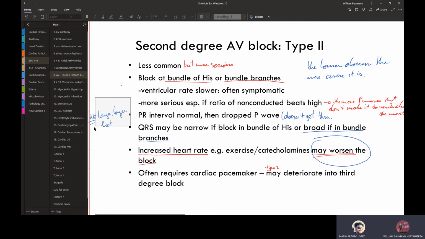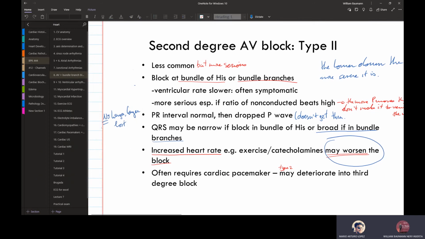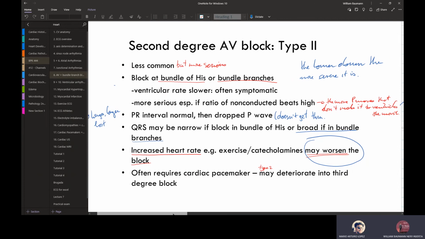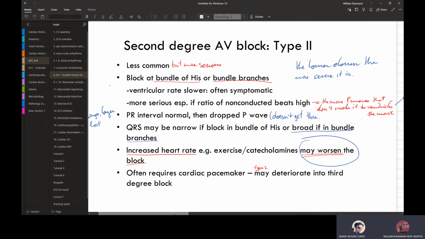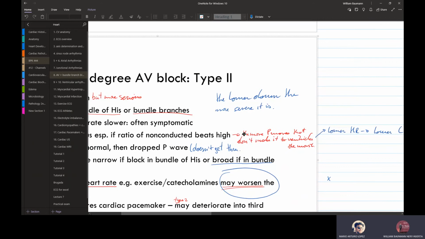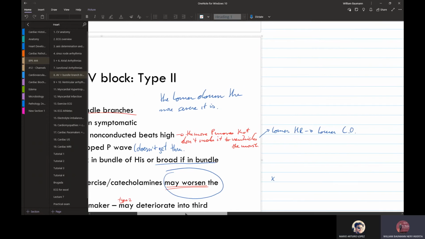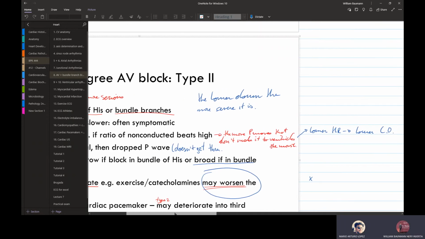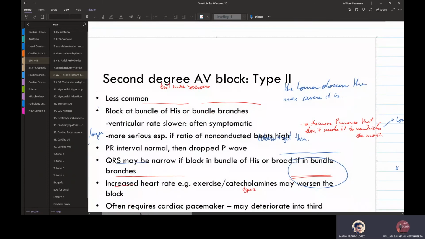In this case, there's no longer longer, lost. We're going to see an increase in the heart rate that may worsen the block, so it's going to be more evident. Let's see what it says here. More serious, especially if the ratio of non-conducted beats is high. So the more P waves that don't make it through to the ventricles, the worse it gets. Lower heart rate, symptoms of lower cardiac output. Everything makes sense.